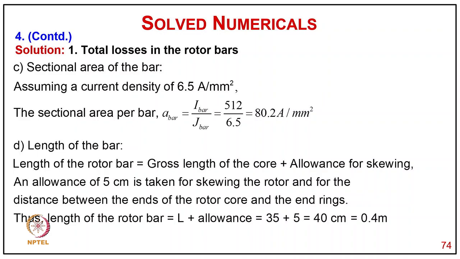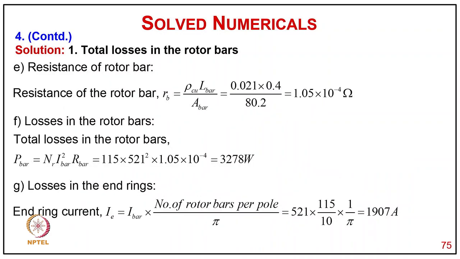So, sectional area of bar A bar equals I bar divided by J bar. Putting the value 80.2 ampere per meter square. Length of the bar equals length of the rotor bar, gross length plus allowable clearance of 5 cm taken for screwing, and the distance between the ends of the bar. The length of the bar is L plus allowances. So it comes 40 cm, that's 0.4 meter.